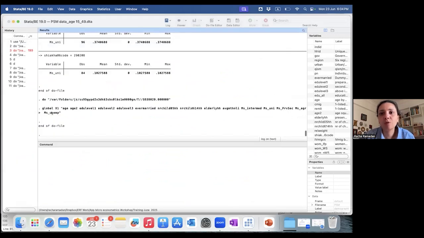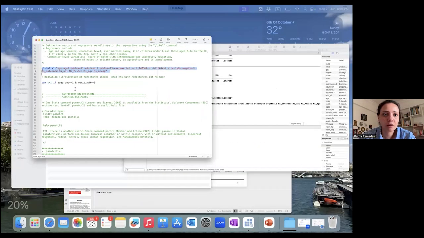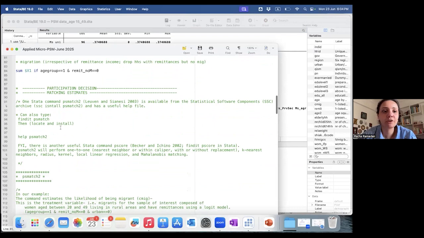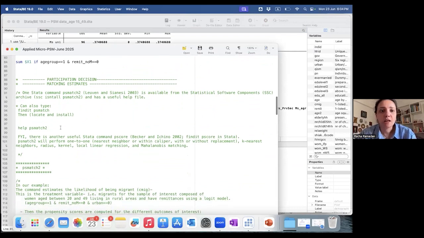So as you can see, global is just specifying for STATA that you will have to put all these variables, the individual characteristics and the community characteristics, in this vector x1, so I can use it more later. And just to remind you again, the variable of our treatment is the migration, having a migrant in the household. Okay. Now we'll start with the PSM. So the PSM command in STATA is called psmatch2.